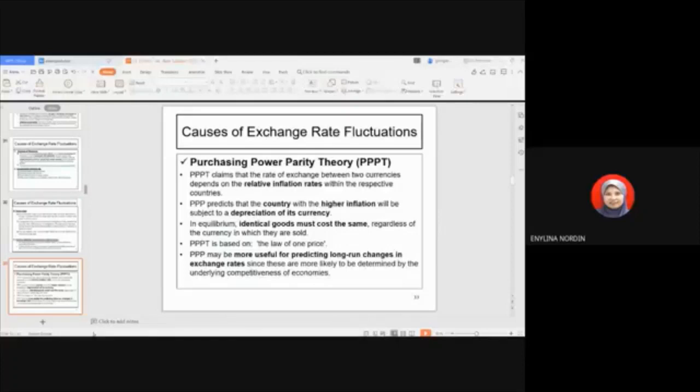According to PPP theory, the country with the higher inflation rate will be subject to depreciation of its currency. So PPP tells us that the exchange rate will rise if the inflation rate in the country is lower than in other countries.